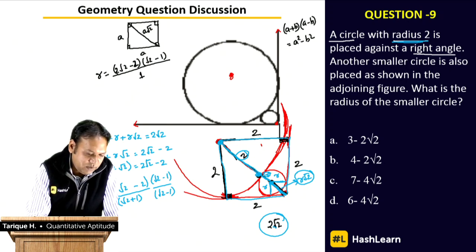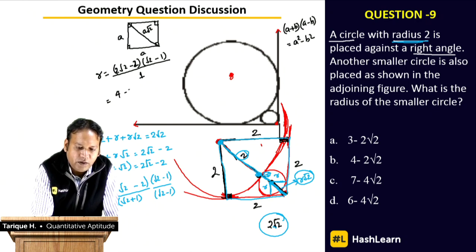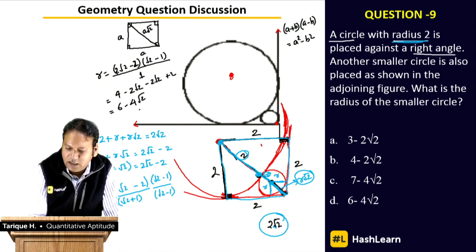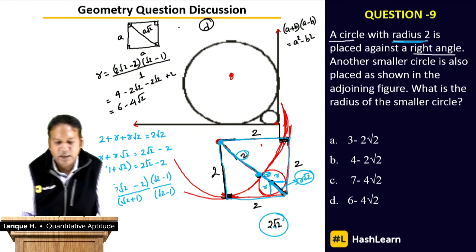Alright, we got the answer here. So 4 minus 2 root 2 minus 2 root 2 plus 2, that is 6 minus 4 root 2, and that is the answer, option D. A little complicated question here.